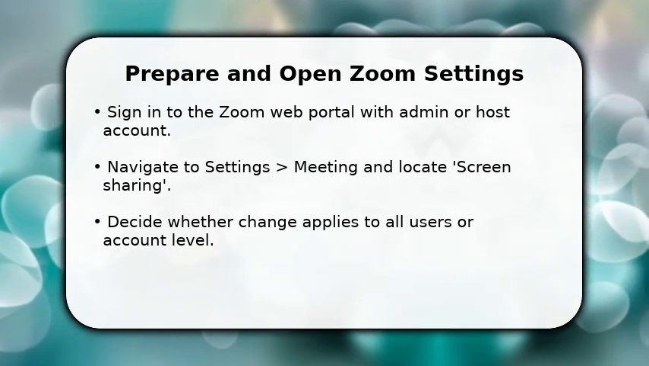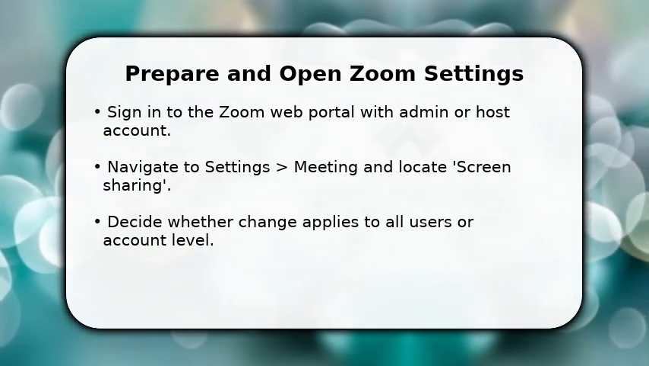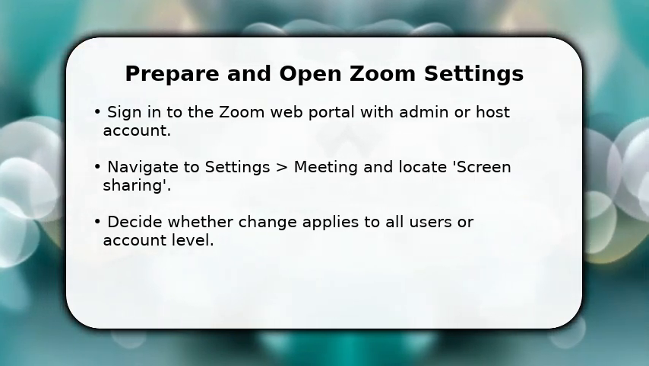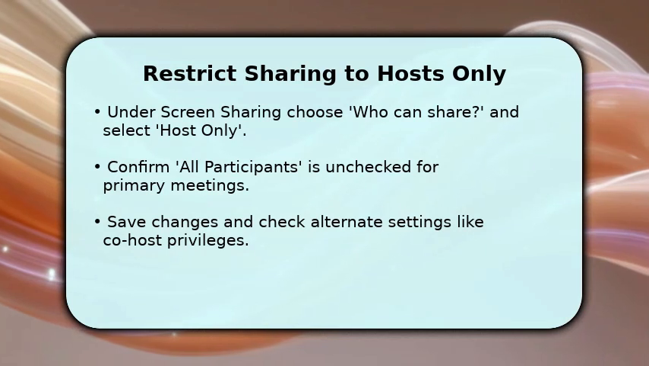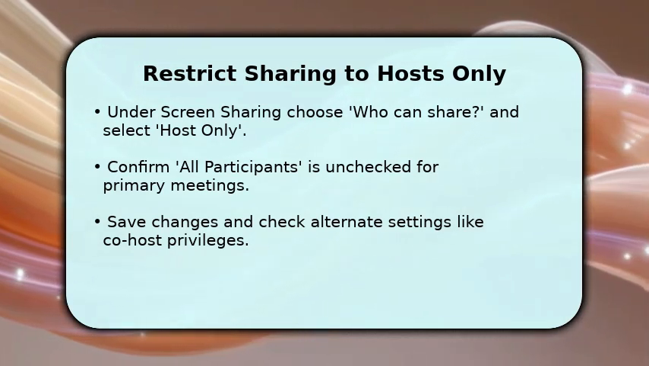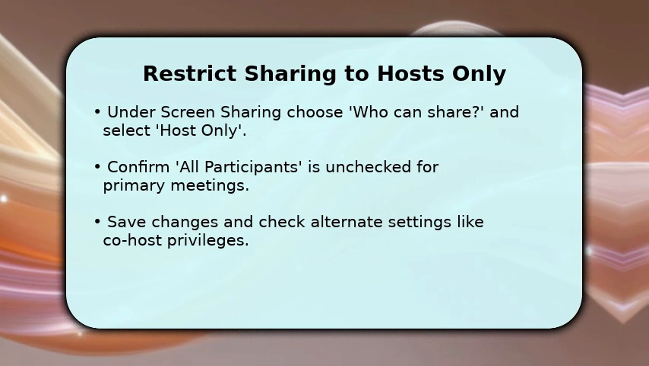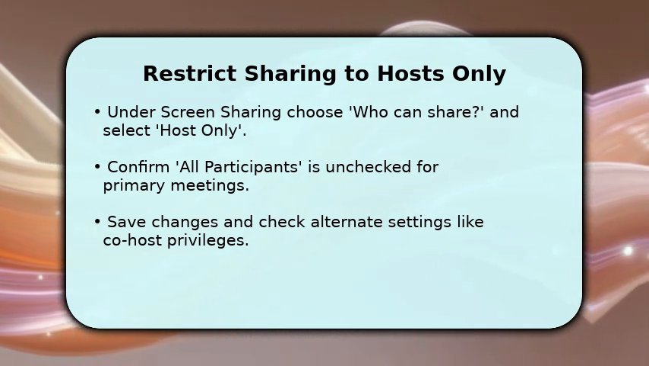Once you've selected the scope, toggle the switch to access the screen sharing options and prepare to specify who can share during meetings. Now focus on the actual restriction. Under Screen Sharing, find Who Can Share, and select Host Only. You're doing this because limiting sharing prevents unintended content and interruptions.